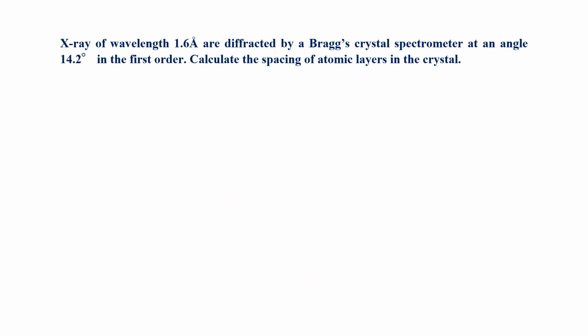Now let's take one numerical statement. Here it is given: X-rays of wavelength 1.6 angstrom are diffracted by a Bragg's crystal spectrometer at an angle of 14.2 degree in the first order. It is asked to calculate the spacing of atomic layers in the crystal. So, from the given statement we can say lambda is provided, which is 1.6 angstrom. The order of spectrum is given, n is equal to 1. Theta, Bragg's angle, is provided, 14.2 degree, and it is asked to calculate the distance d between atomic planes.